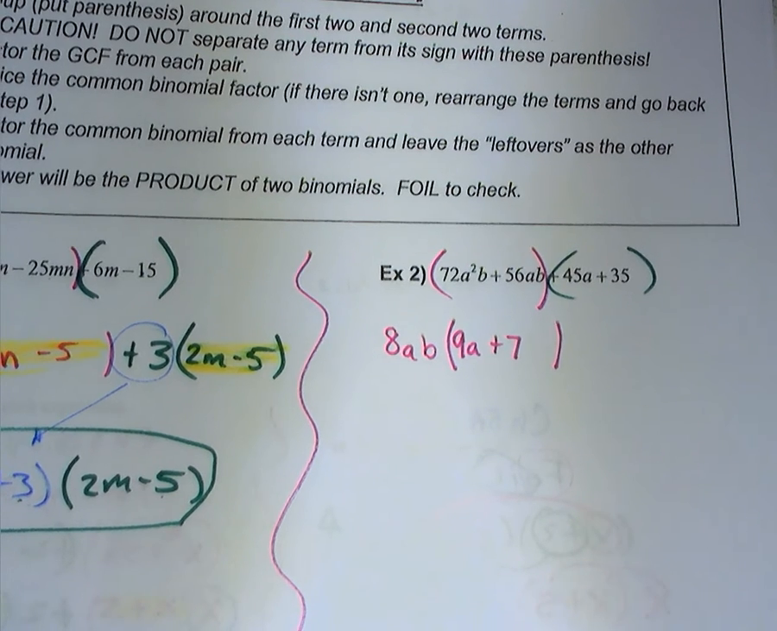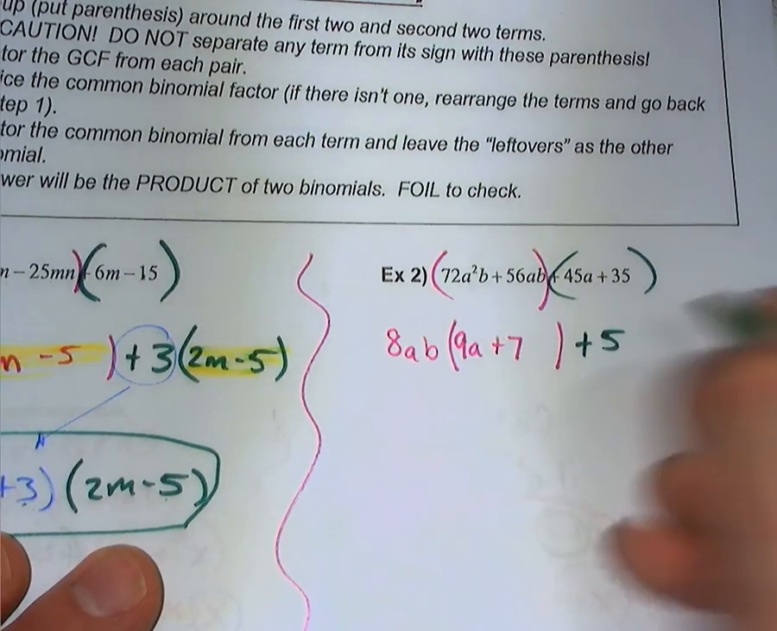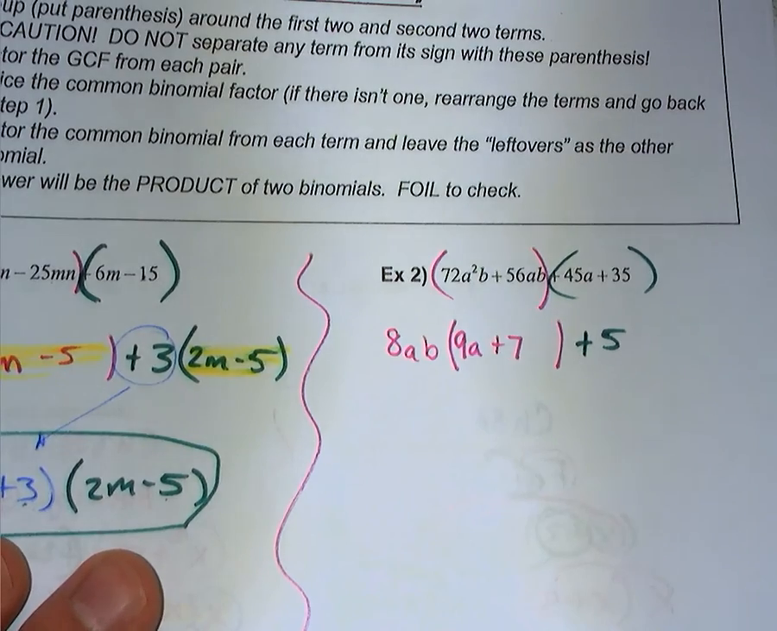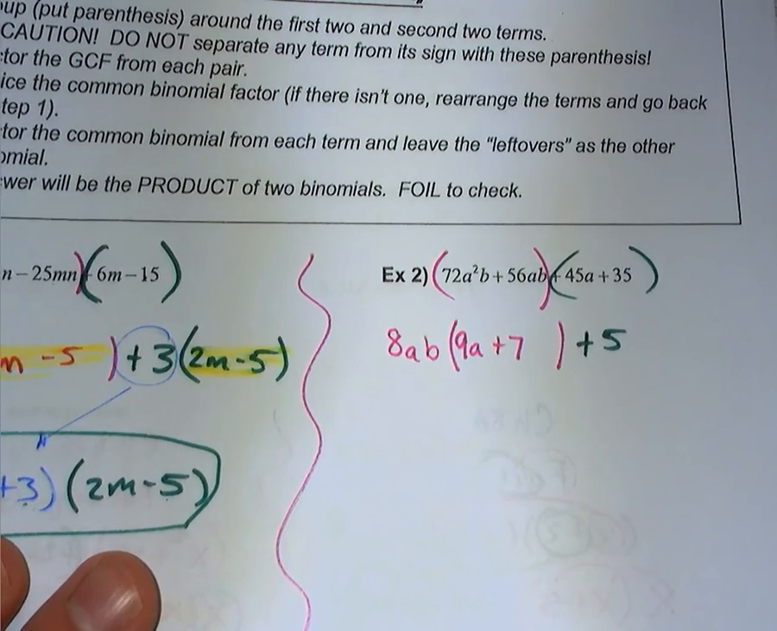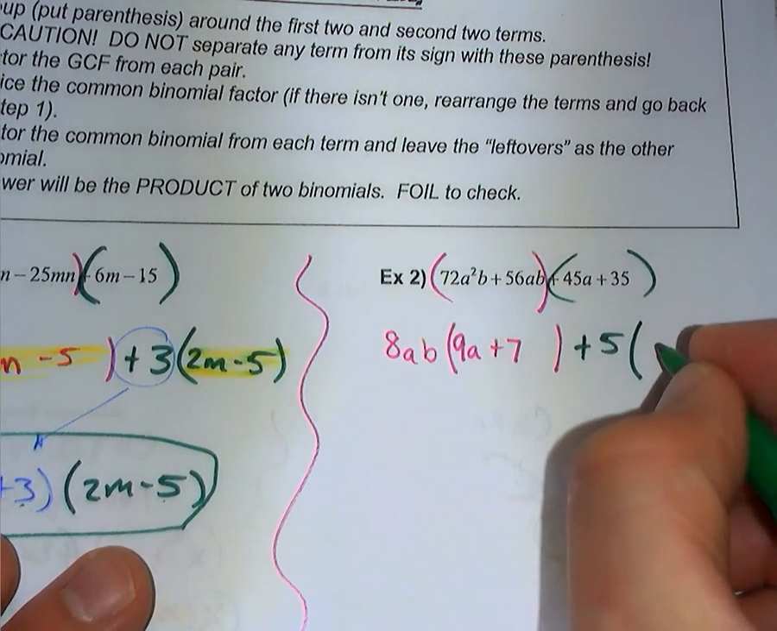45A and 35. Take a 5 out. Plus 5. So always have a symbol. Is that plus 5 or minus 5? You said 5, so I'm going to put a plus in front of it. Okay? And now that leaves me with what?